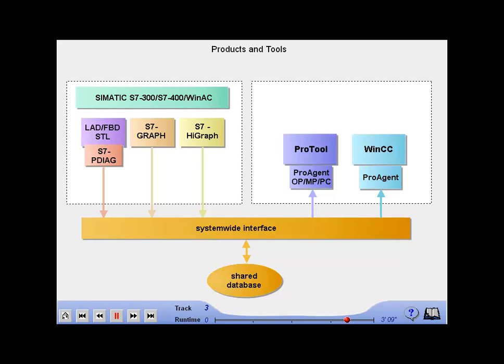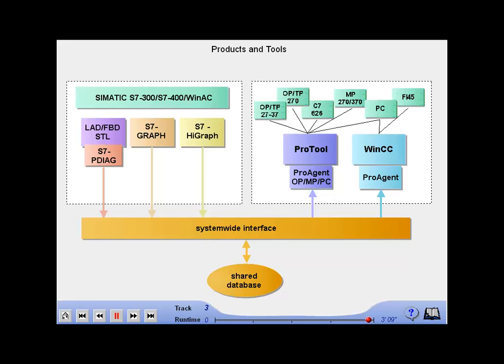Process diagnostics can run on the following HMI panels: OP or TP27 and 37, OP or TP270, compact device C7626, MP270 and MP370, on each PC with ProTool Pro and WinCC, with WinCC, for example, on the SIMATIC panel PC FI45.